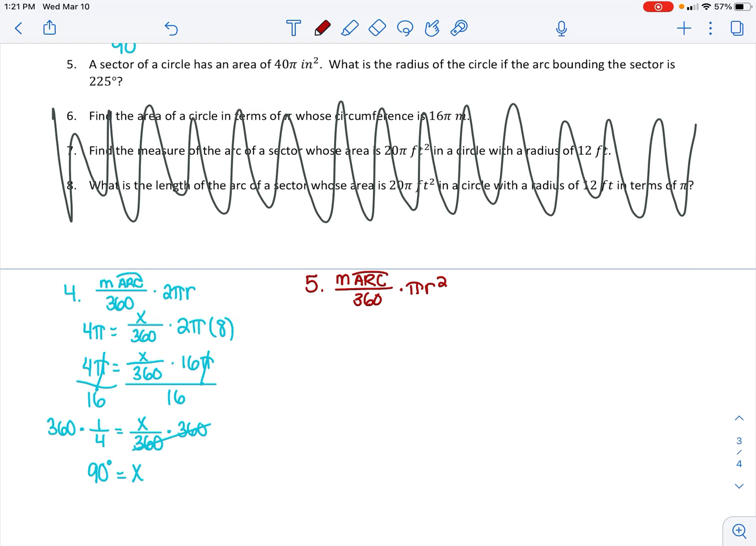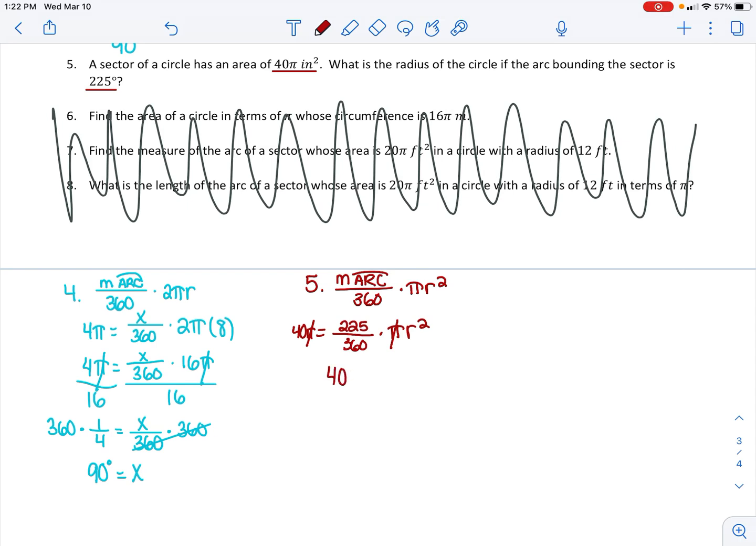So we're going to work backwards again. We have the area of our sector here at 40 pi, and then we also have the degree of our sector at 225. So we're going to take 225 over 360 times pi r squared, and that is going to be equal to 40 pi. We are trying to find the radius for this one. Again, we have a pi on both sides, so we're going to cancel those out.